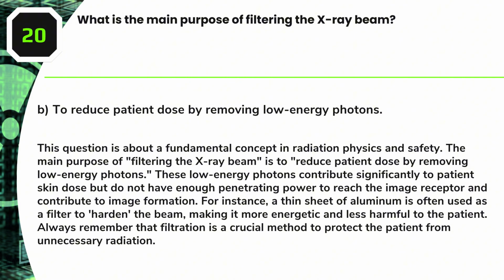This question is about a fundamental concept in radiation physics and safety. The main purpose of filtering the X-ray beam is to reduce patient dose by removing low-energy photons. These low-energy photons contribute significantly to patient skin dose but do not have enough penetrating power to reach the image receptor and contribute to image formation. For instance, a thin sheet of aluminum is often used as a filter to harden the beam, making it more energetic and less harmful to the patient. Always remember that filtration is a crucial method to protect the patient from unnecessary radiation.